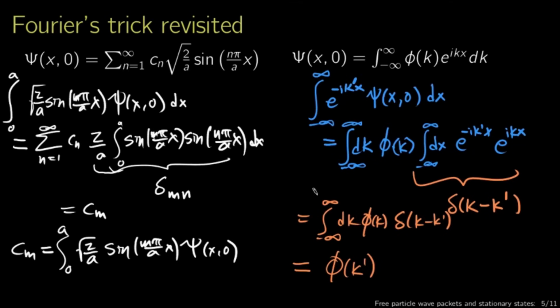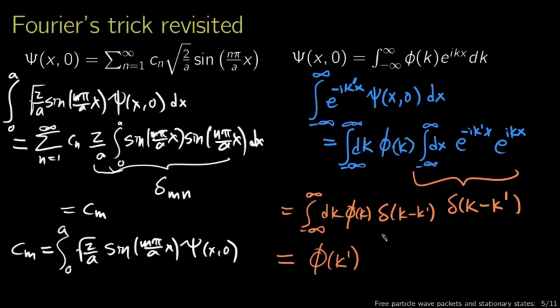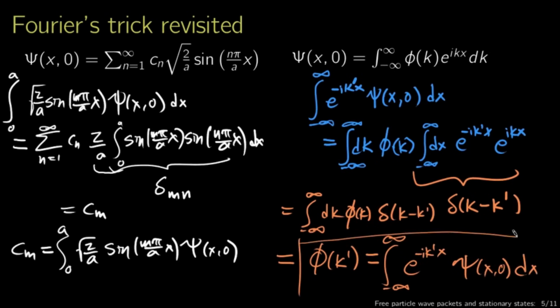And like I said, if you're not entirely clear on how the delta function works, there's another video lecture on how to understand what the delta function can do for you. For now, notice that we can re-express this phi of k prime in terms of our left-hand side. Phi of k prime is equal to the integral from minus infinity to infinity of e to the minus i k prime x psi of x0 integral dx. This completely determines phi of k.